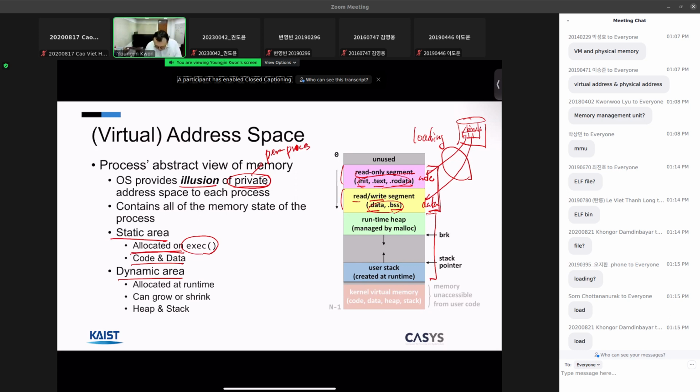However, this dynamic data is not in the binary. So when is it allocated? At runtime. And it can grow and shrink. The size of the static section is fixed in the binary, but this section is dynamically changing. So we can say it's dynamic data. Heap and stack are examples. Probably we will discuss later how this section is allocated.